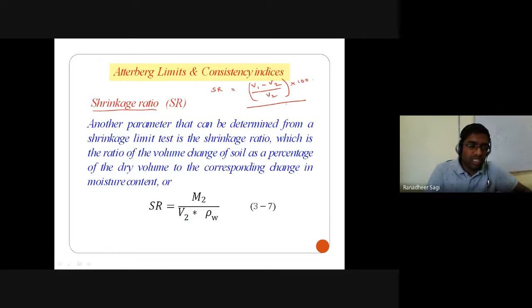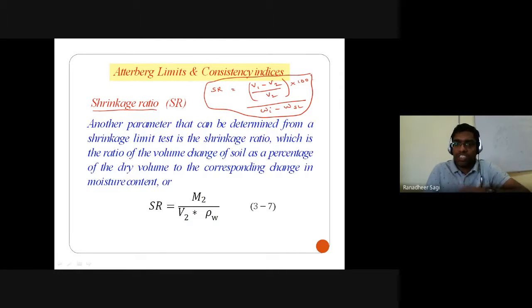Now, what is the corresponding change in moisture content indicated as? Initial moisture content minus your shrinkage limit water content. Okay, so in order to have that change in volume, the corresponding decrease in water content happening in the soil is from the initial water content to the shrinkage limit water content. This is what we define it as. This expression is exactly what we define as the shrinkage ratio of the soil. And this particular expression, upon rewriting, gets modified into something simple like this.